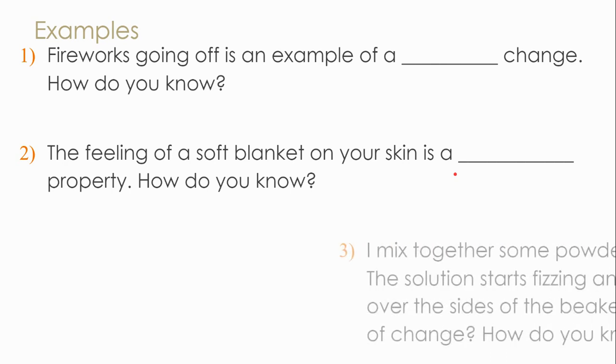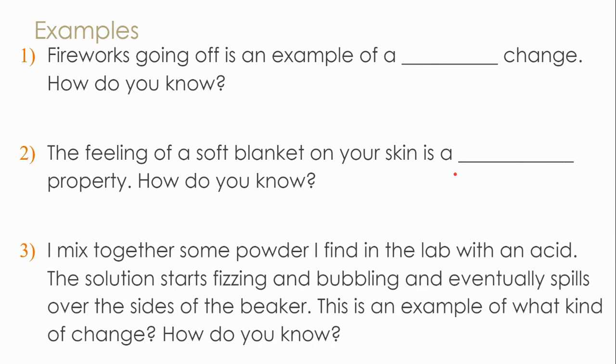Okay? It's reversible. And the last one, I mixed together some powder I found in a lab with an acid. The solution starts fizzing and bubbling and eventually spills over the sides of the beaker. This is an example of what kind of a change? How do you know? Okay. Well, based on what we're saying here, I would say this is a physical change. All we were told is that there was fizzing and bubbling. We have no idea what actually caused this, if it was a chemical reaction, if there was a precipitate, etc. Right? So all we know is that one of these things has happened, that fizzing and bubbling has occurred. Okay.